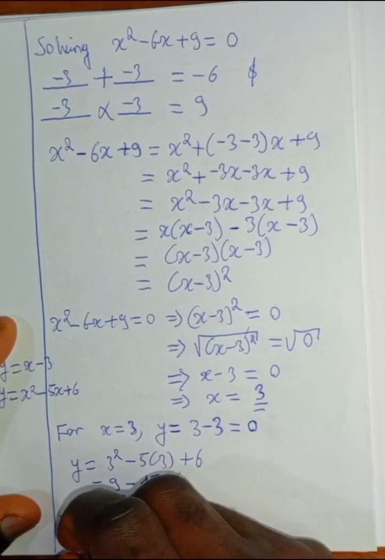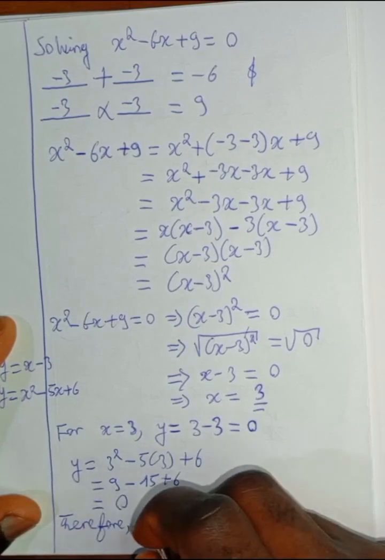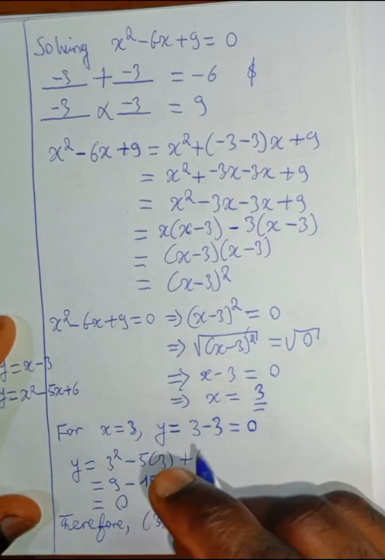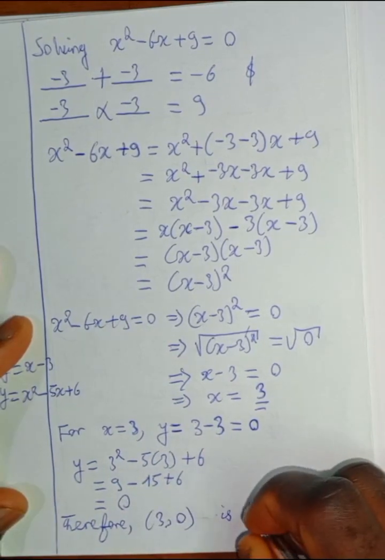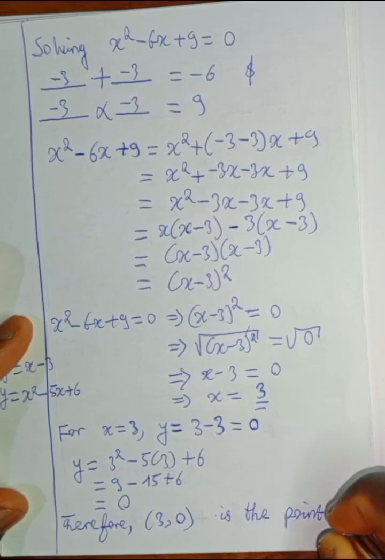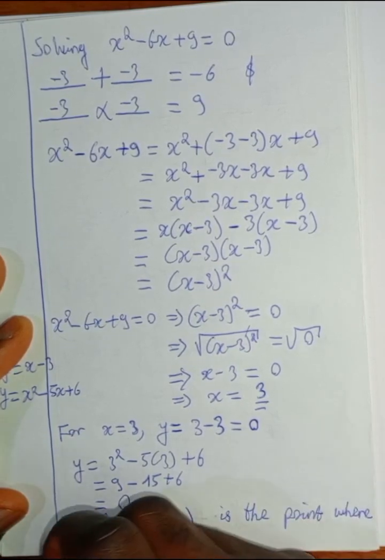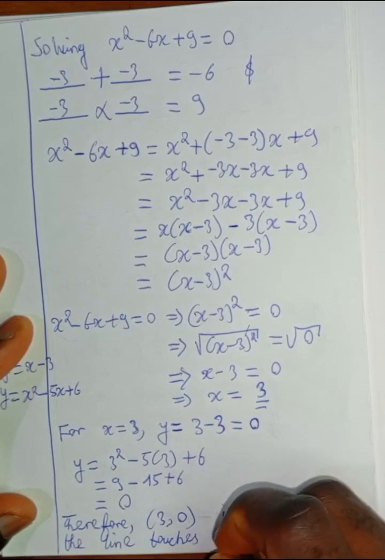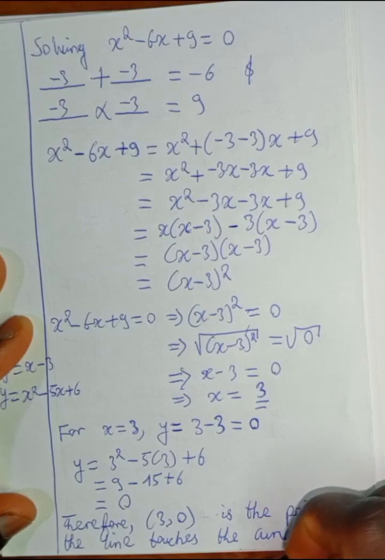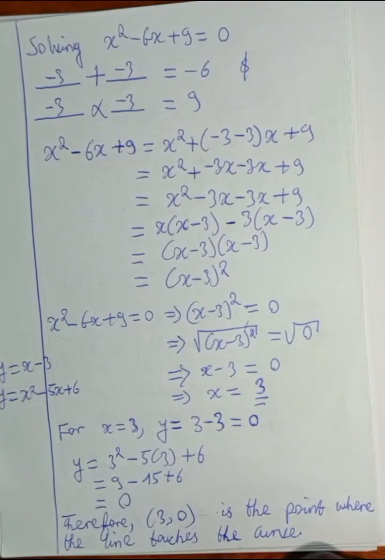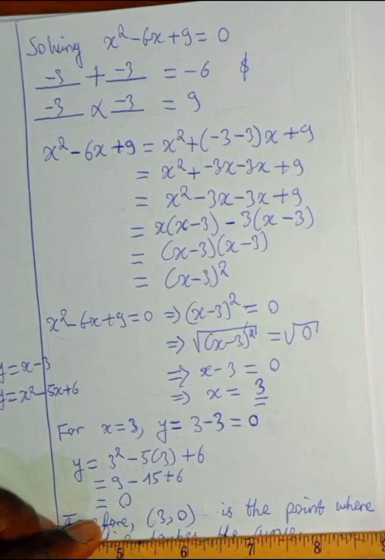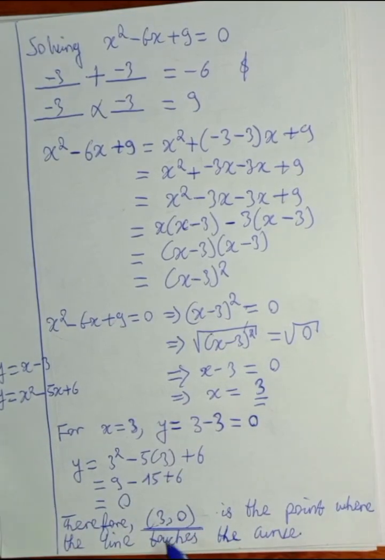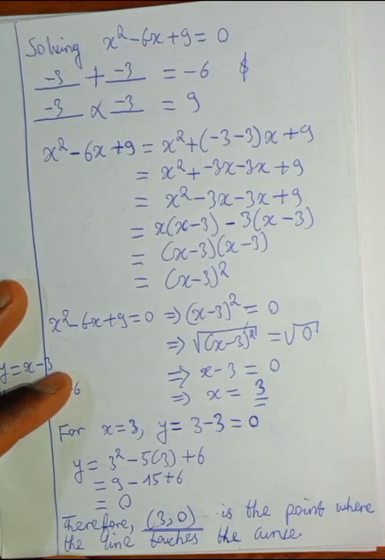We conclude therefore that (3, 0), where the x coordinate is 3 and the y coordinate is 0, is the point where the line touches the curve. Let's underline the point. At this point, the x coordinate is 3, the y coordinate is 0.